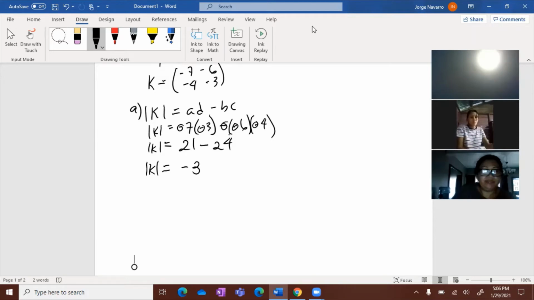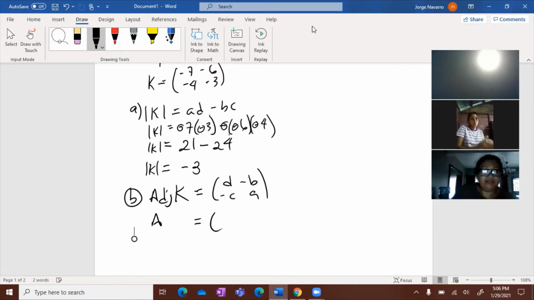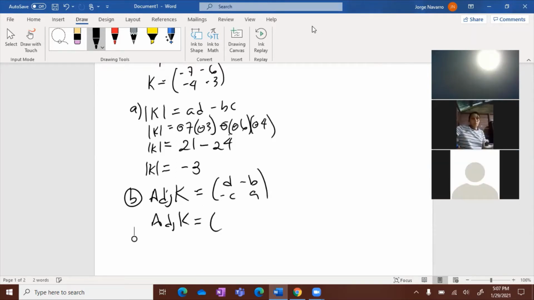All right, then for B, we will say the adjoint of K is D, -B, -C, A. Before you do the adjoint, do you have to put non-singular? Yes, thank you very much. So non-singular. Okay. Yes, you're right.